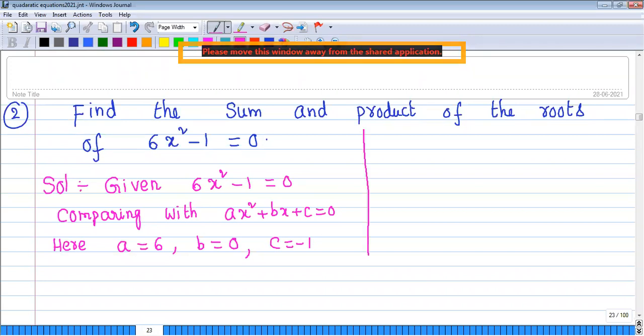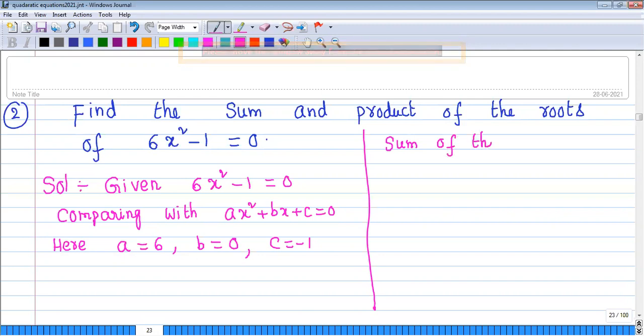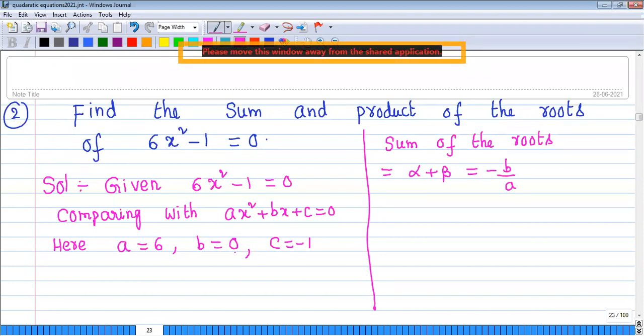Now, sum of the roots. The sum of the roots is given by alpha plus beta equals minus b upon a. b is 0, so minus into 0 is 0, upon a which is 6. 0 by something is 0, but 6 by 0 is not defined.